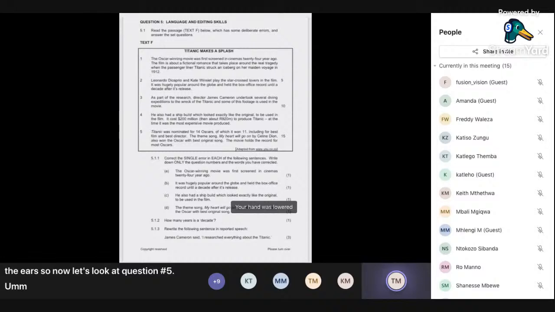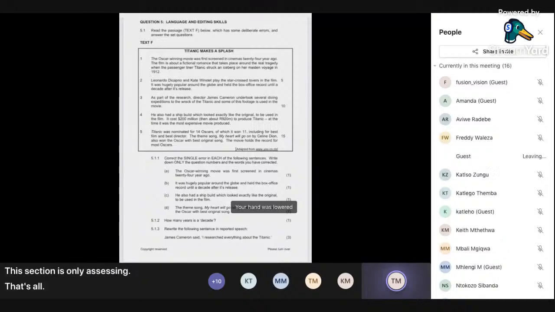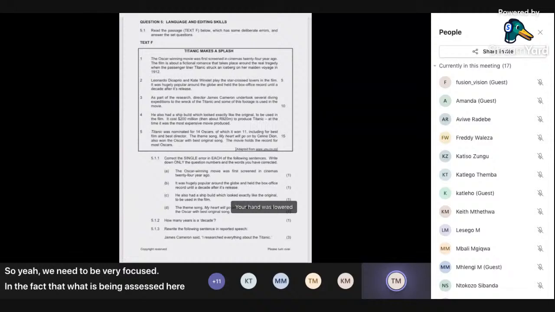section C. In most cases, I always say you'll decide, ladies and gentlemen, to go for what I'm saying or to go the other way. In most cases, I think reading thoroughly this particular text might be time consuming because this section is only assessing whether or not we are able to use language correctly. That's all. So here, we need to be very focused in the fact that what is being assessed here is our ability to use language correctly.